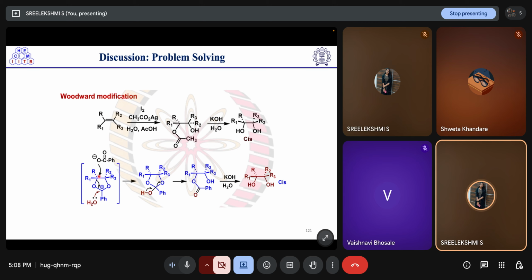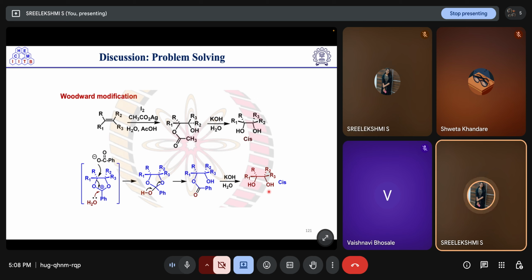But in the case of Woodward modification, if water is present in the reaction medium, that water will attack over this center, and that will form this kind of an intermediate. So instead of benzoate ion attacking at this carbon, water will attack on this positively charged carbon, which will give this intermediate. Then this bond will shift over here and this will open to form this particular intermediate, and then hydrolysis of this ester group will give the cis diol. So this is Woodward modification.